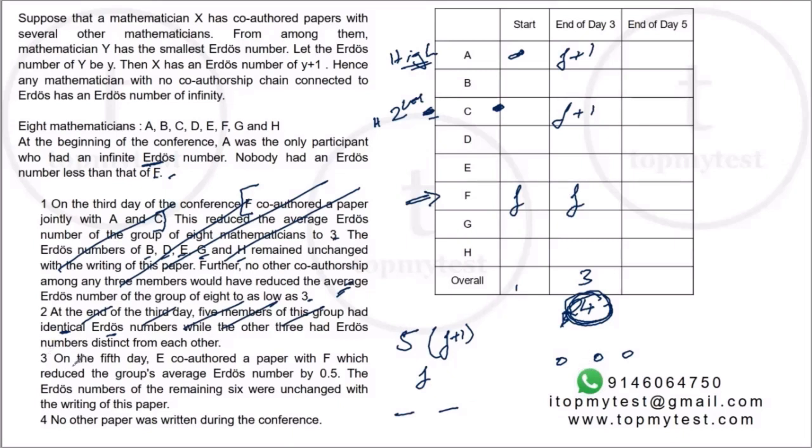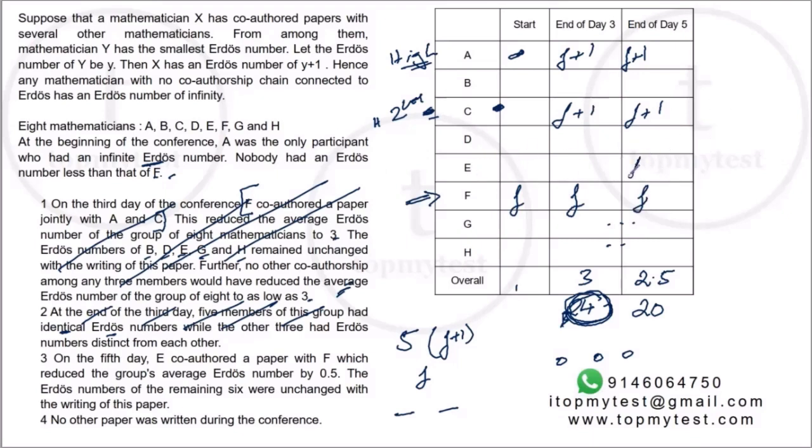Okay, on day 5, E co-authored a paper with F, which reduced the group's average by 0.5. So it dropped to 2.5, which means the total will become 2.5 times 8, which is 20. The Erdős number of all the others remains unchanged. Everyone else remains the same. So A stays at F plus 1, and C stays at F plus 1.